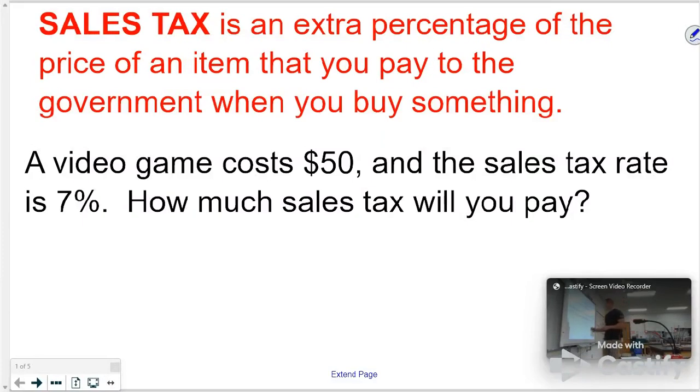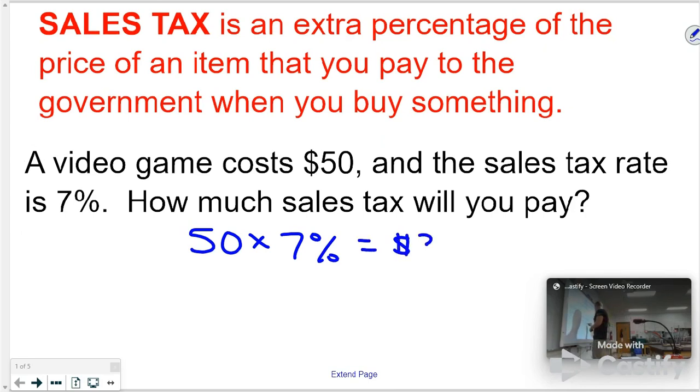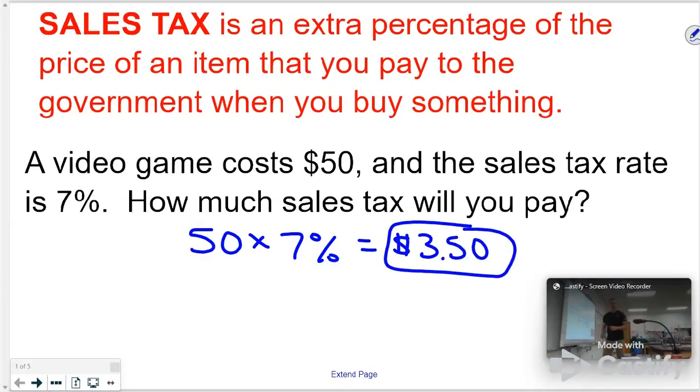We could find that by doing $50 times 7%. And I know that 7% of $100 would be $7, so 7% of $50 would be half as much. That would be $3.50 that you would end up paying extra in taxes.